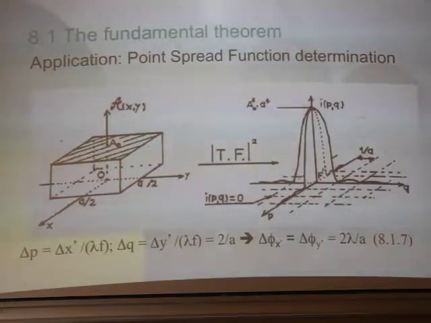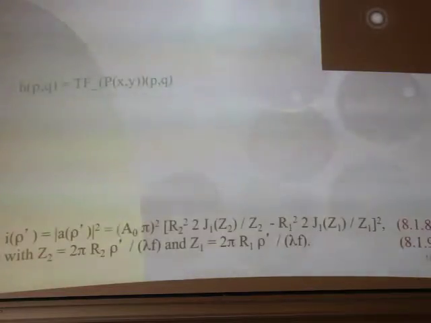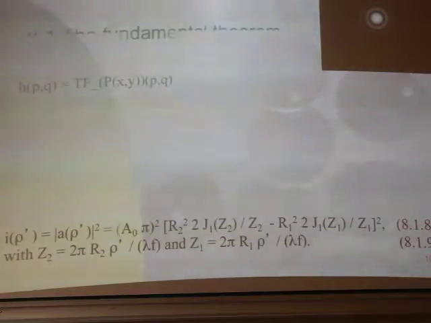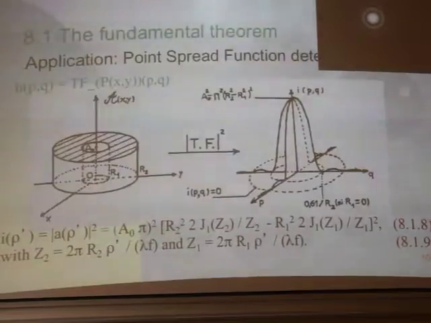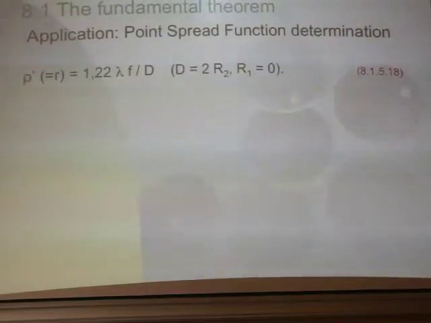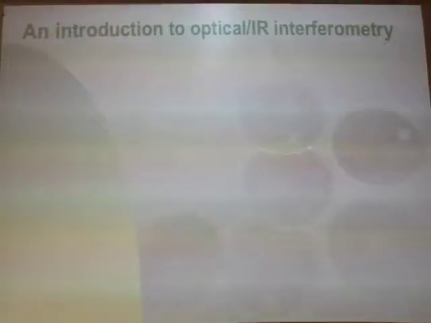After that we did something more difficult: we considered an aperture for the pupil of the telescope which is circular. Oops, sorry.